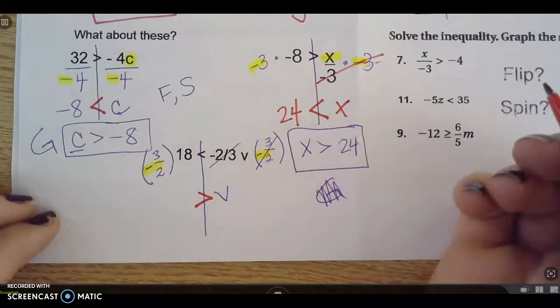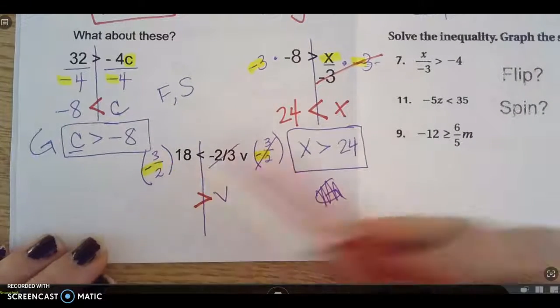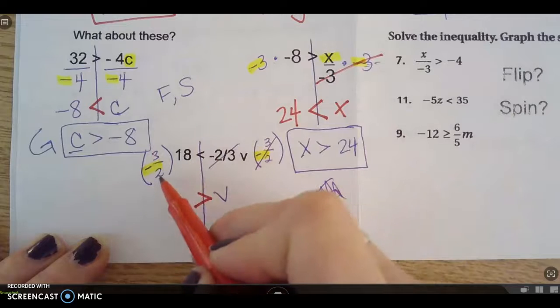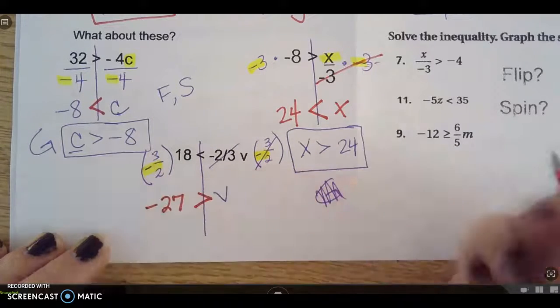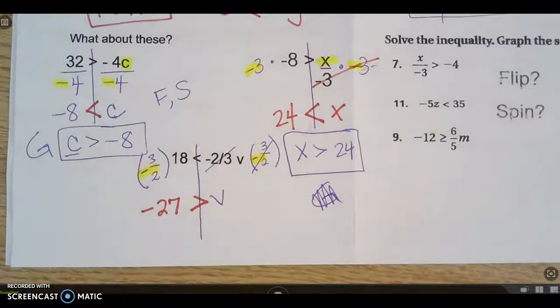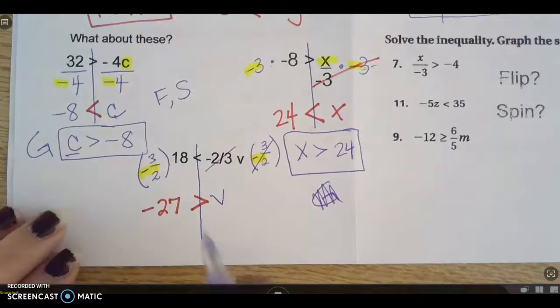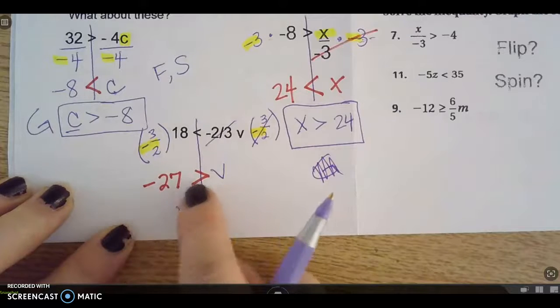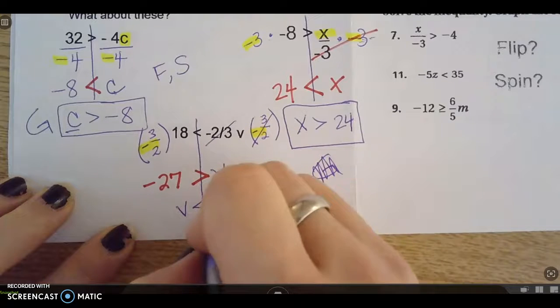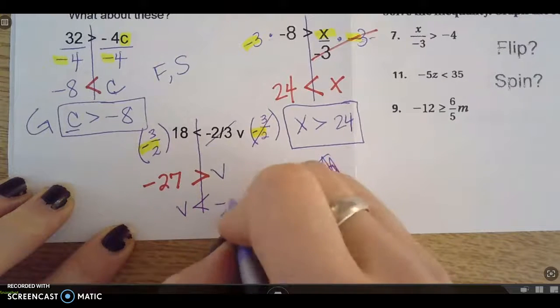So now it's going this way. And 3/2 of 18, well, 18 divided by 2 is 9, times 3, I should get negative 27. Now, I'm not going to circle that yet because my variable's in the back. I got to rewrite it. Instead of saying negative 27 is greater than v, I need to say v is less than negative 27.